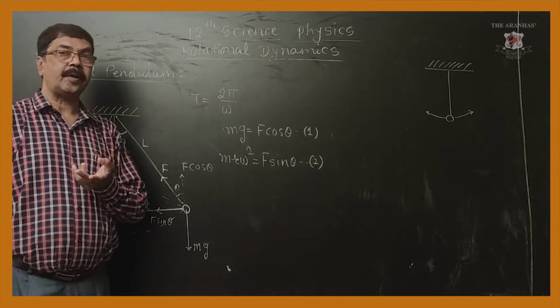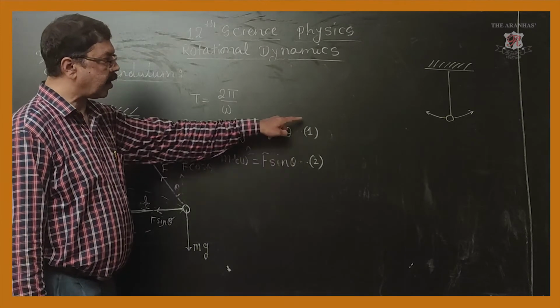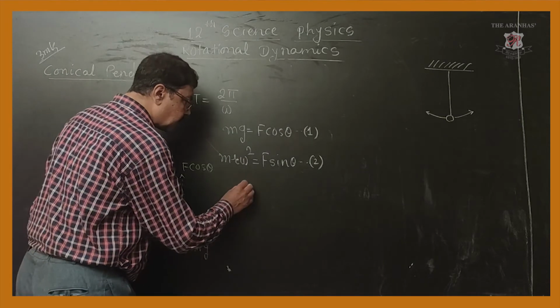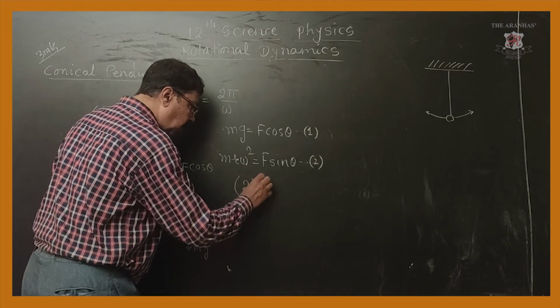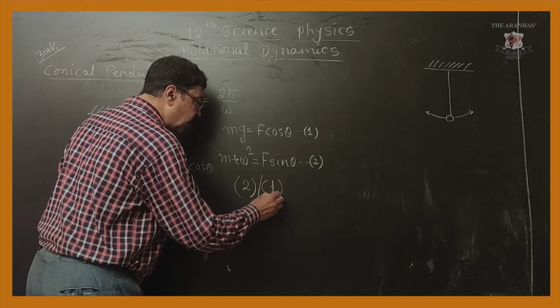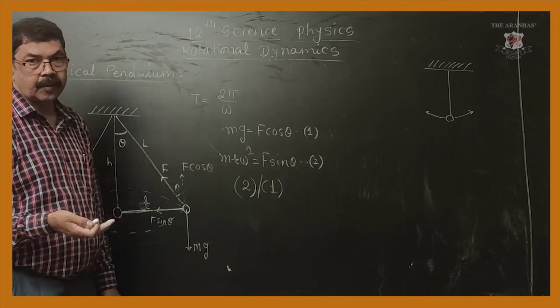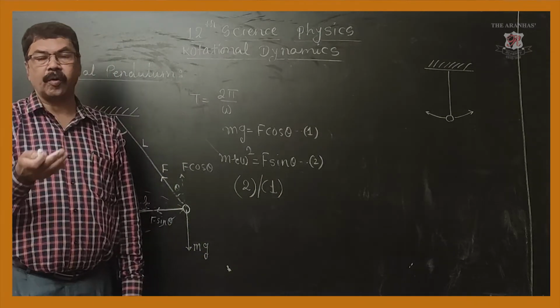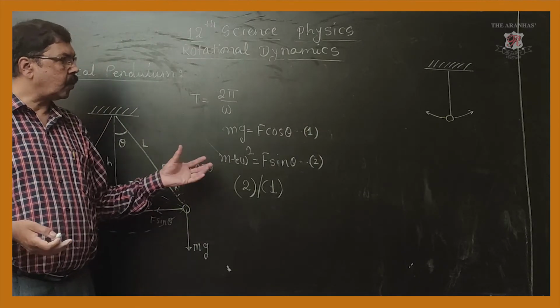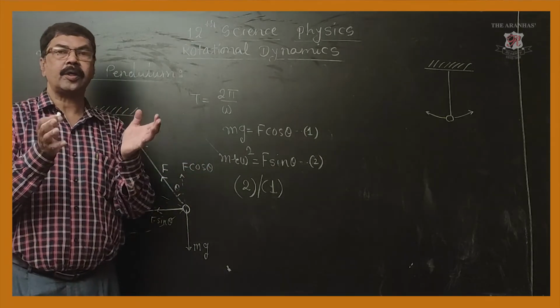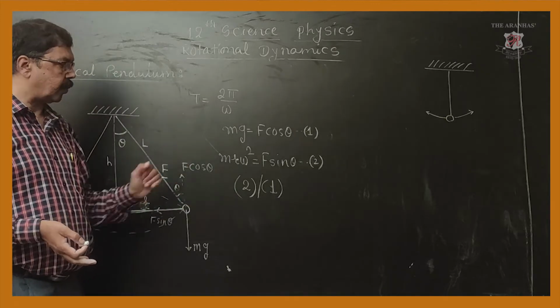What did we do in the previous derivation? Divide the second equation by the first. Almost all the derivations in this chapter, we are following the same procedure. We are trying to balance the forces and we are trying to find the condition for equilibrium. That is what we are doing now.